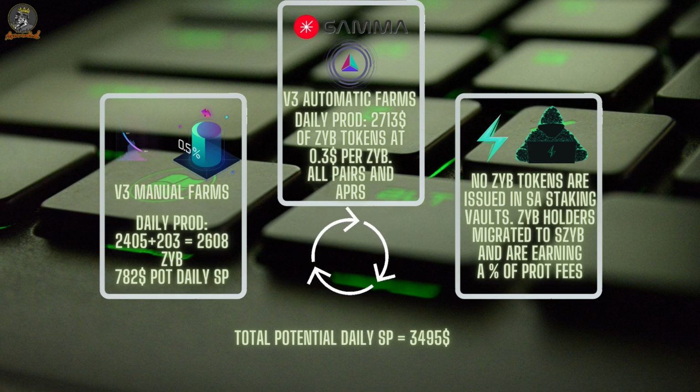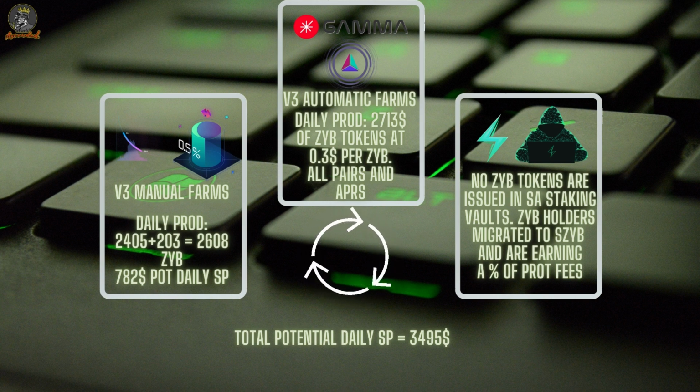That's discounting the fact that many people want to hold their ZYB tokens, to exchange them for something else and profit from this, or stake them through ZYB, all right? So that is if every single token in the V3 manual farms is sold.